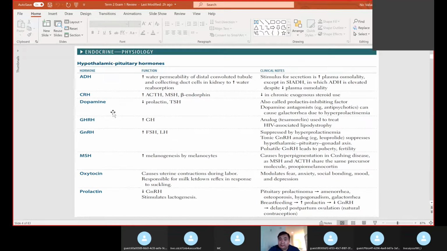Don't forget that dopamine antagonists, your antipsychotics, can cause galactorrhea due to hyperprolactinemia. Do you know any dopamine agonist that you can use? For example, if a male comes in and he has galactorrhea, he has Klinefelter's, what can you give? You can give a dopamine agonist. Can you give me any drugs that you know that are dopamine agonists?